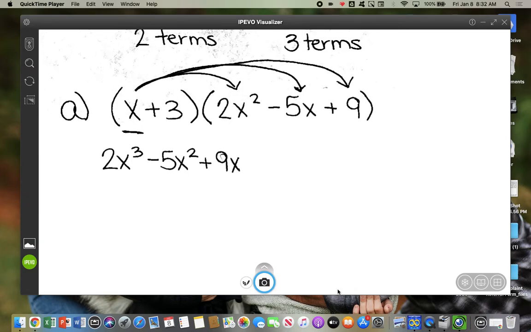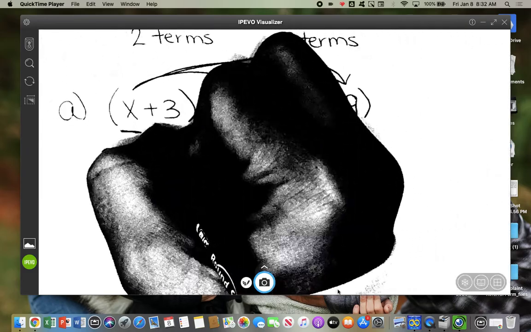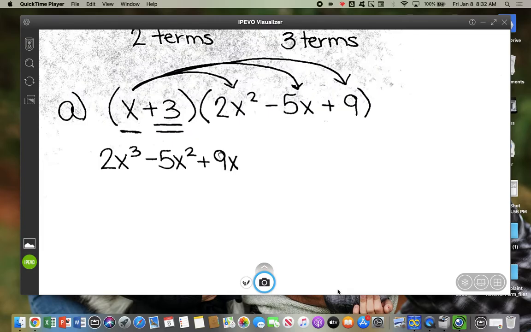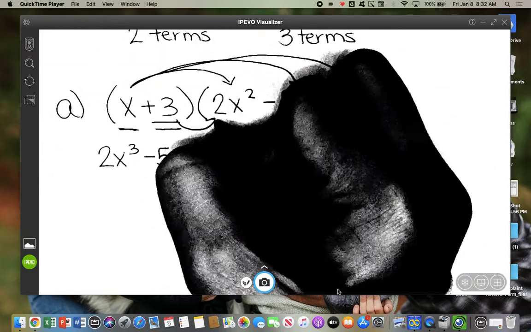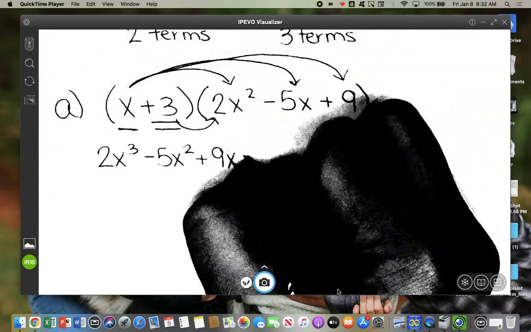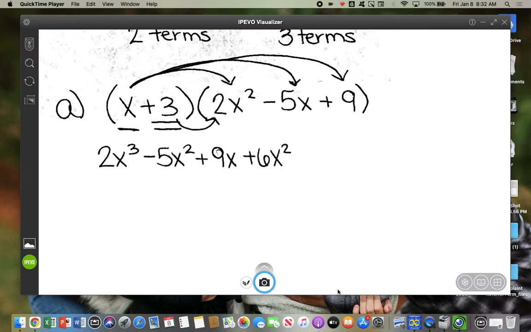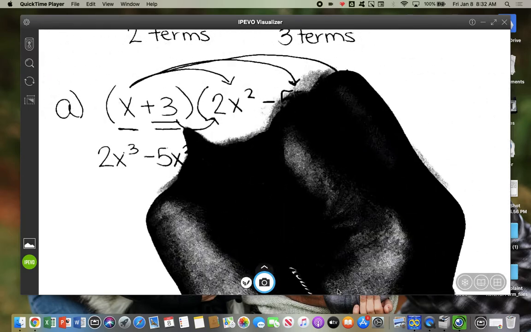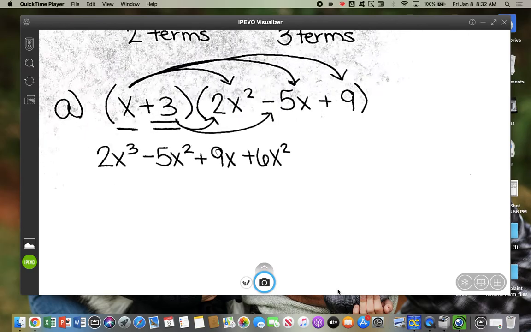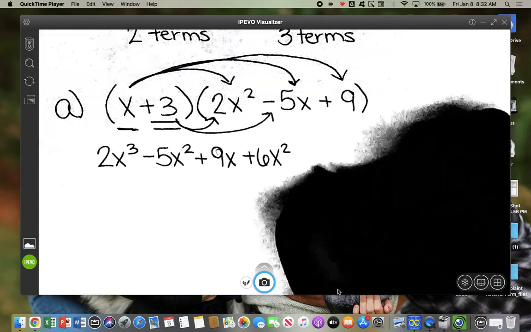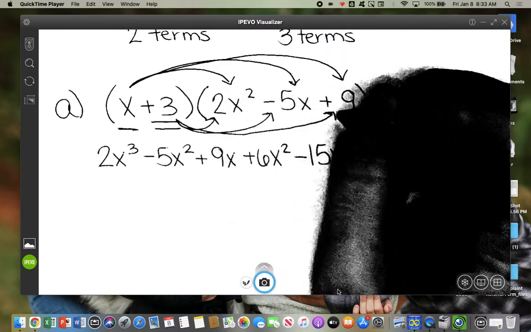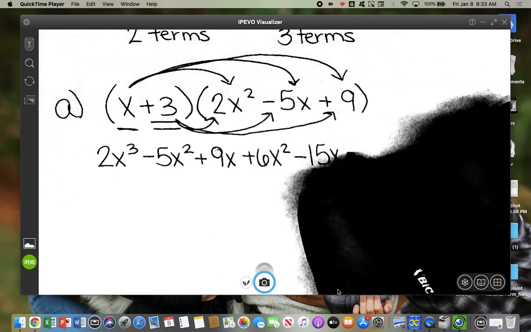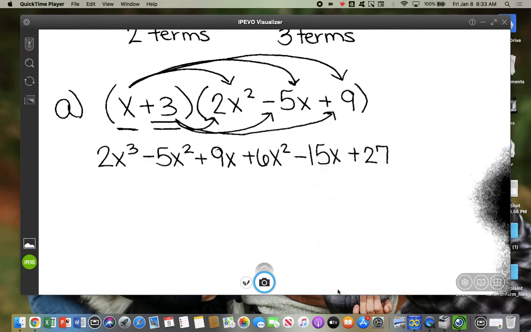All right. So now we have to distribute the 3. So now we've got our 3, and I always just put 2 lines underneath it just to show that's the second thing I'm distributing. You guys don't have to put the lines there. But now we just have to distribute. So what is 3 times 2x squared? 6x squared, and it's a positive, so we put a plus. And now we got to take 3 times negative 5x, negative 15x, and the last multiplication, 3 times 9. And we get 3 times 9 is 27.